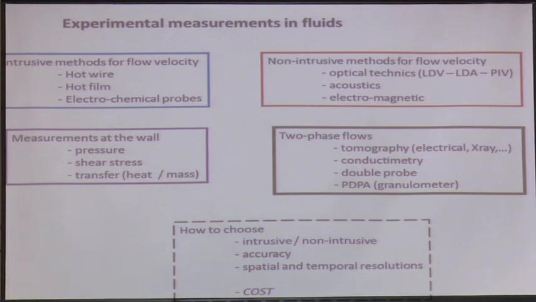Then you have two different phases. One could be a liquid, the other one can be a solid, or with bubbles you have gas and liquid. And then you can find different techniques. So for example, for particles, there is one which is very famous: phase Doppler particle analysis. With that technique you can measure the size but also the velocity of the particle at the same time.